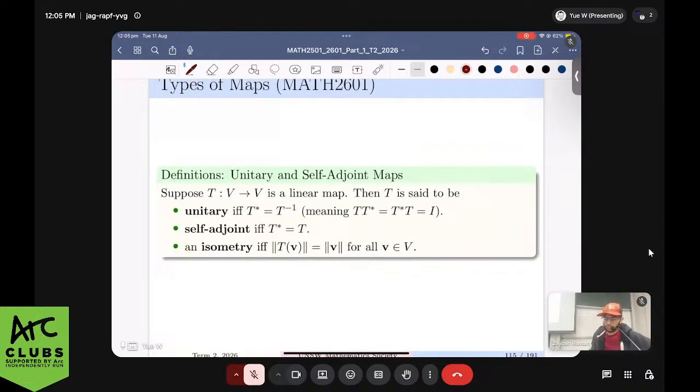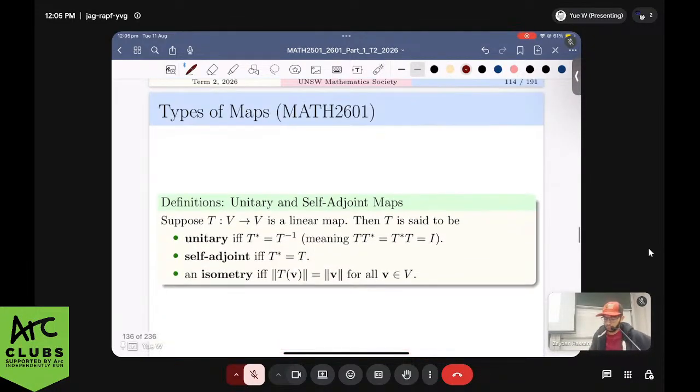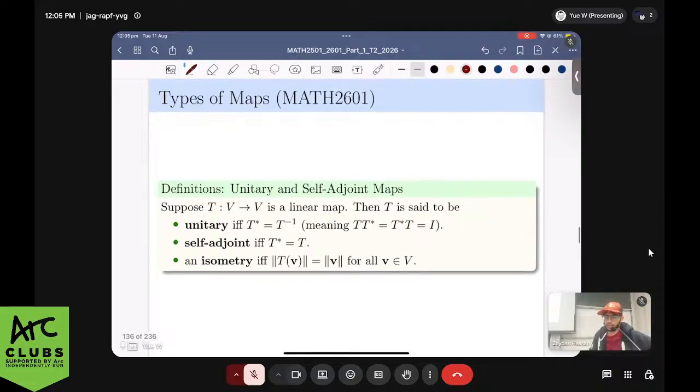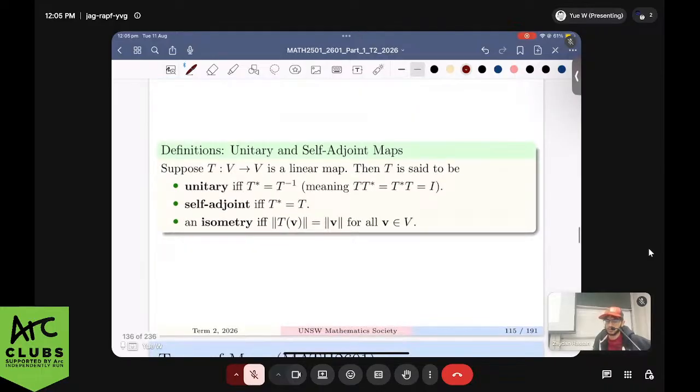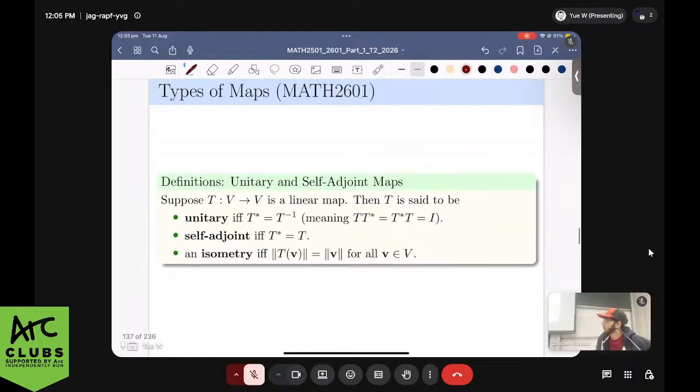Okay, so some important maps. A unitary map is one where T star equals T inverse. A self-adjoint map is one where it's equal to its adjoint. Now, an isometry is one which preserves norms, preserves magnitudes. It turns out isometry is the same as unitary.